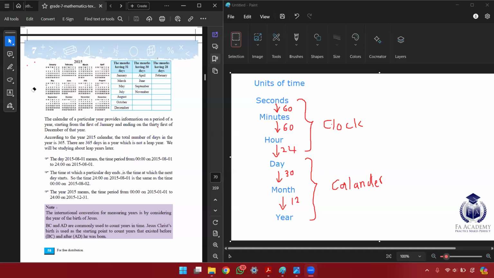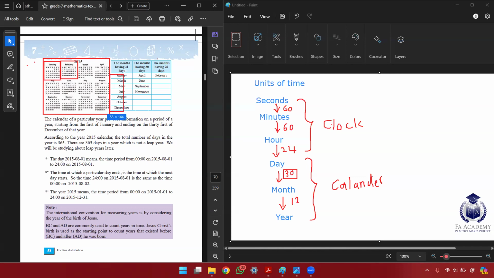So when you look at this page, can you see that they have given the calendar page here? And when you look at the months, they don't have 30 days. Basically here we have taken it as 30 days. Normally, we take it as 30 days when we are doing calculations, but compared to the months, the days are different. Can you see January has 31 days, then February has 28. So compared across the months, you see the days are different.